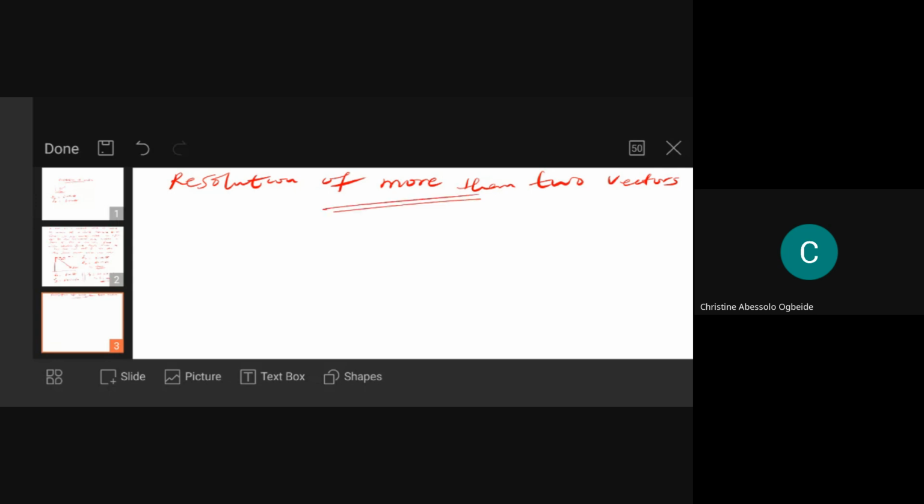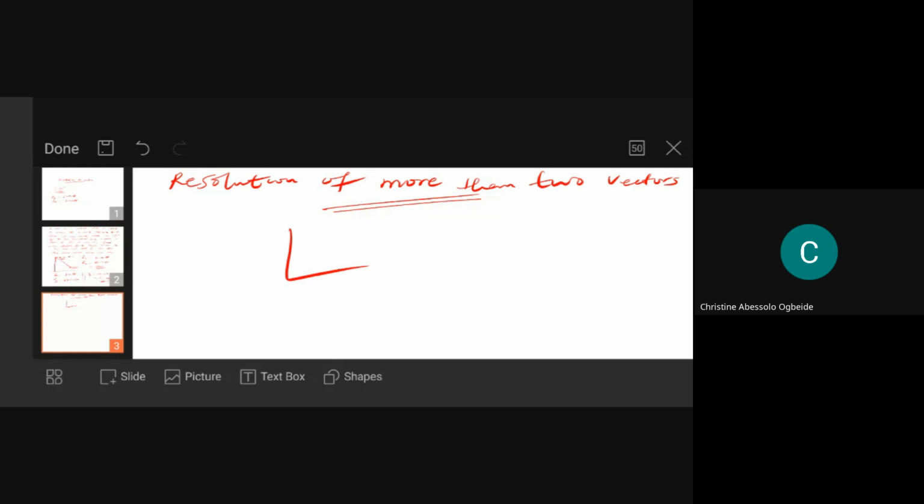All right. Now, to find the resultant of more than two vectors, what we do is that we resolve each vector into two perpendicular directions. I repeat that again. To find the resultant of more than two vectors, what we do is that we resolve each vector into two perpendicular directions. When I say perpendicular, of course, you know it's 90 degrees.